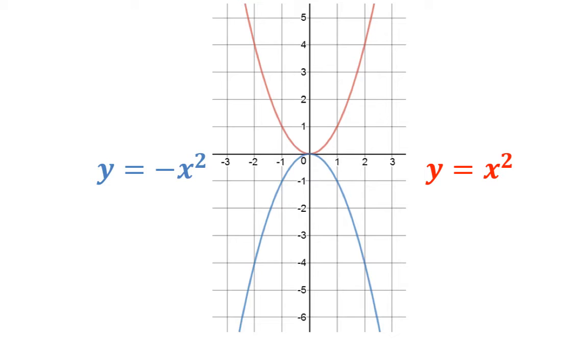In this graph, you can see a red parabola and a blue parabola. In the red parabola, the value of a is positive, so it's greater than 0, which means it is opening upwards. In the blue parabola, the value of a is negative, which means it is less than 0, which means it is opening downwards, or it is being reflected in the x-axis.